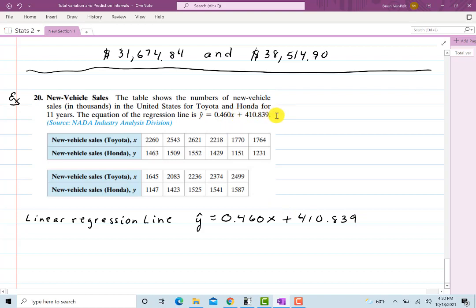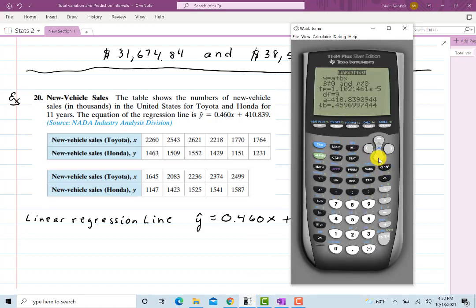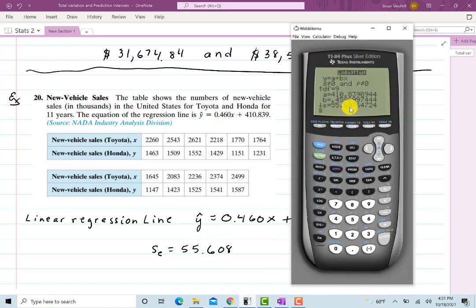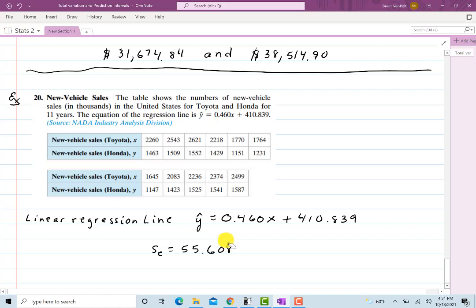But that screen gave us a lot more. If you scroll down even farther, see that letter S? That S is our S sub E. That's 55.608. I'm going to 3 decimal places here. Usually, actually, I think I'll go to 4. Let's go 55.6076. I like that better since I'm using it in a calculation later on. So 6076.